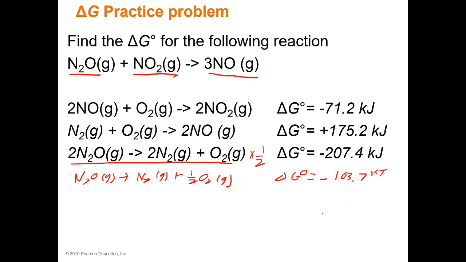Now, I said I'm going to leave the NO till the end. Let's look at the NO2 next. It only occurs in the top reaction here.